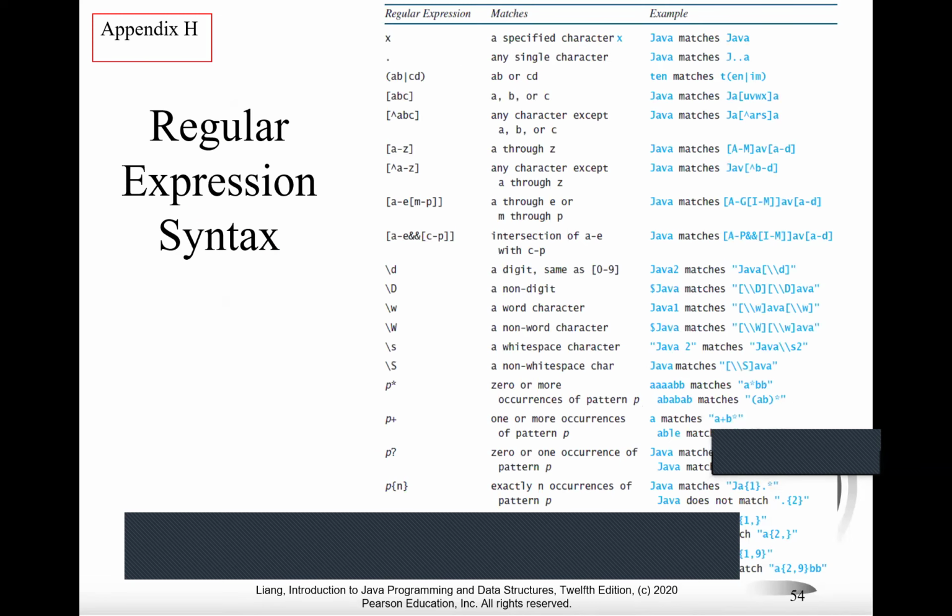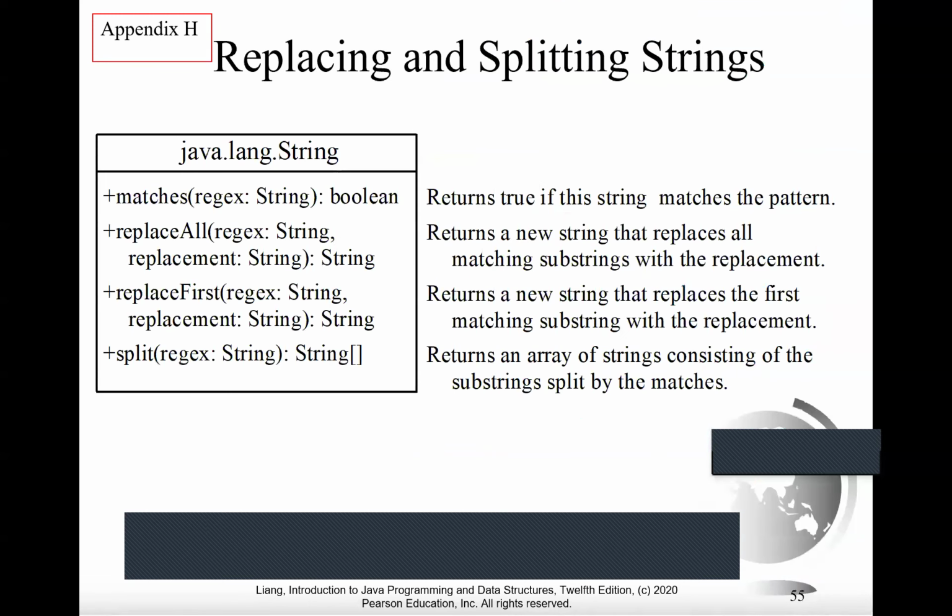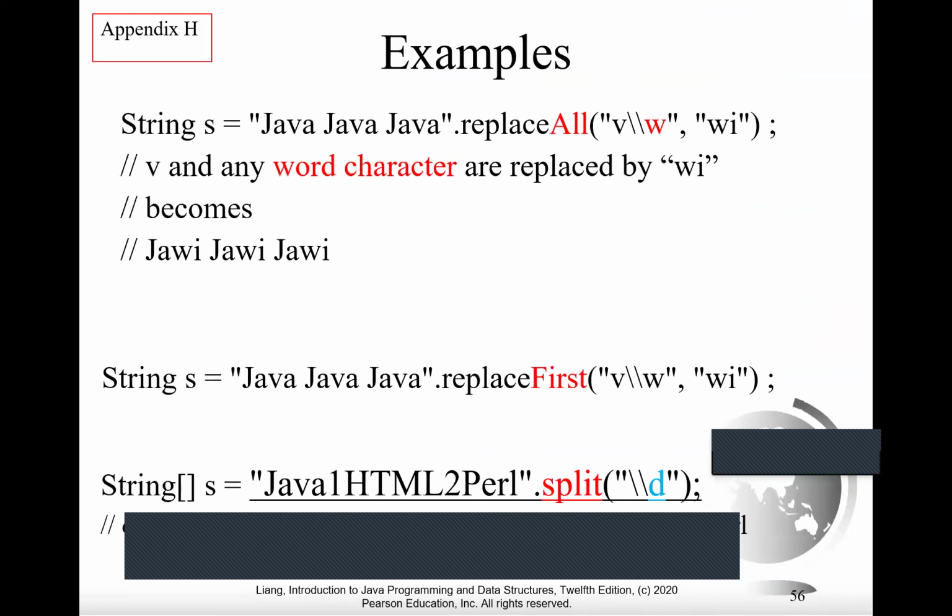Okay. And there are so many things and so many notations here for the regular expression. So A to Z, any character except A to Z. So A through E and M to P. Like that, you can create combinations of it and then use matches along with it. So that's what it is.